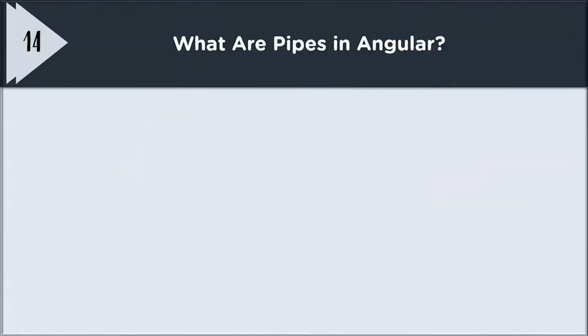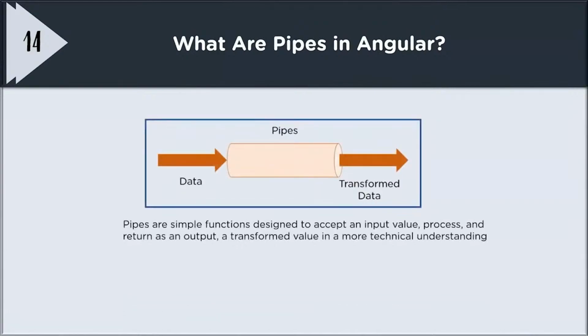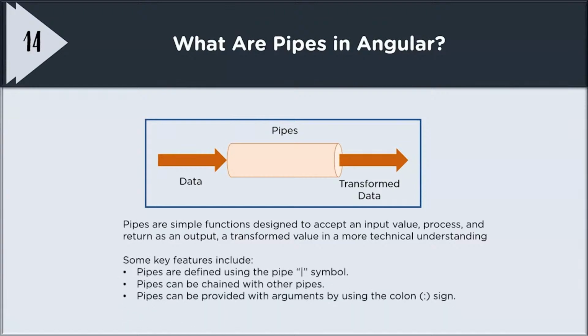Next up, what are pipes in Angular? Pipes are simple functions that are designed to accept a particular input value, process this value, and return an output which is a transformed value. Angular supports several built-in pipes. However, you can also create custom pipes that cater to your needs. To speak about a few salient features, pipes are defined using the pipe symbol. Pipes can be chained with other pipes, and pipes can be provided with arguments by using the colon sign.